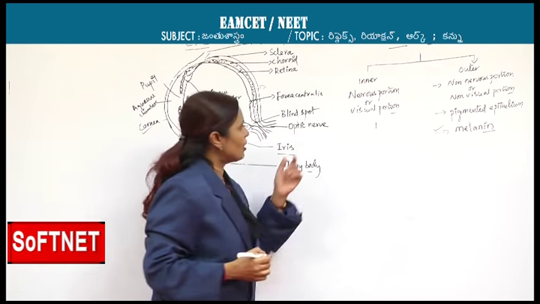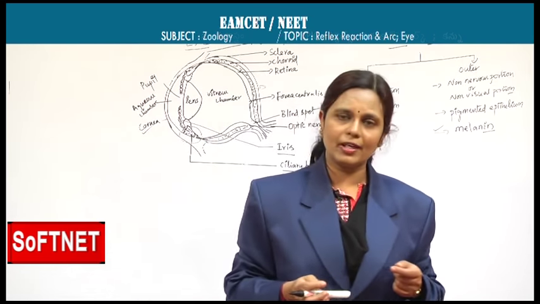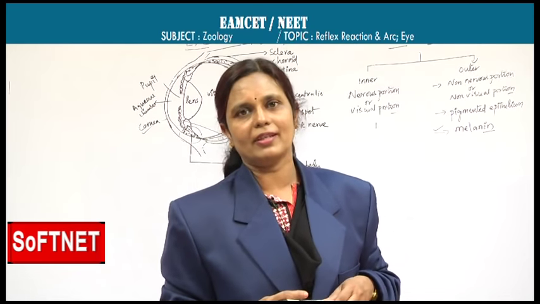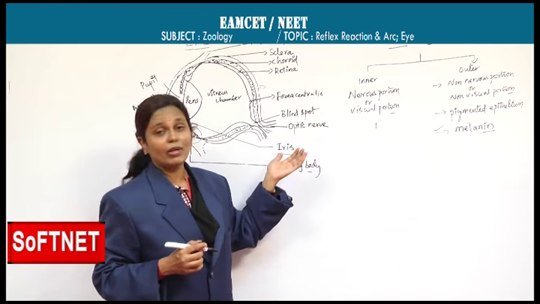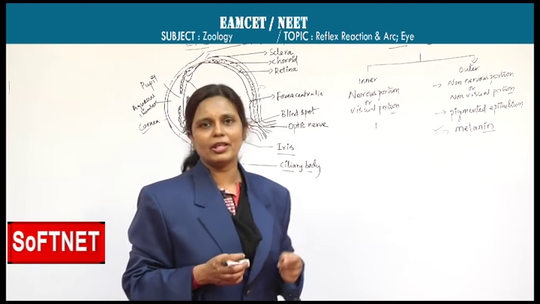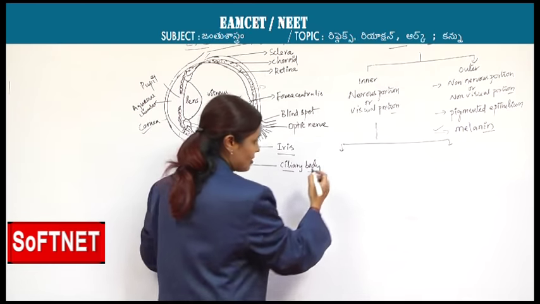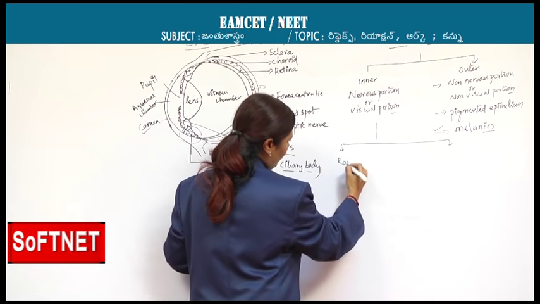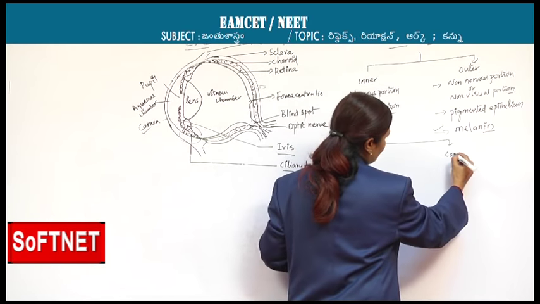Now this visual portion of the retina is made of two different types of photoreceptor cells. What are those photoreceptor cells and what is their role in the formation of images? The two types of photoreceptor cells are number one, rods, and number two, cones.